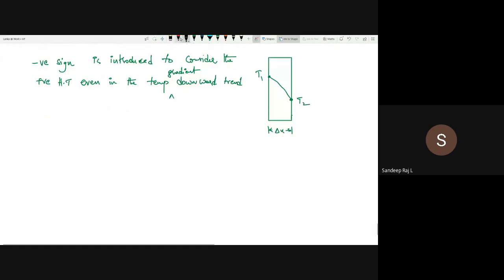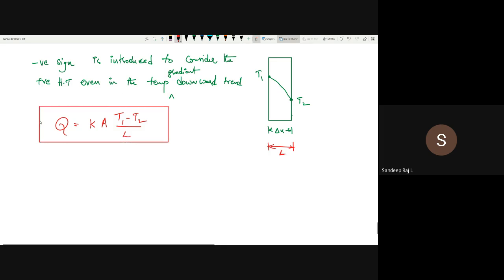And here, one more way of representing q I would like to write. So the q is written in this way also: K into A into T1 minus T2 by L. This thickness is represented with L. So this is how the expression is taken. Q is equal to K A into T1 minus T2 by L.